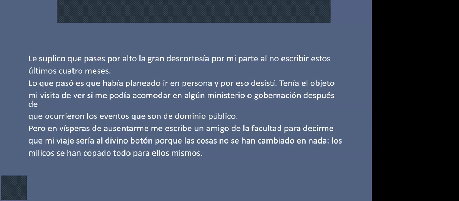Okay, here's the letter text. So we read here: Le suplico que pases por alto la gran descortesía de mi parte al no escribir estos últimos 4 meses. Lo que pasó es que había planeado ir en persona y por eso desistí.